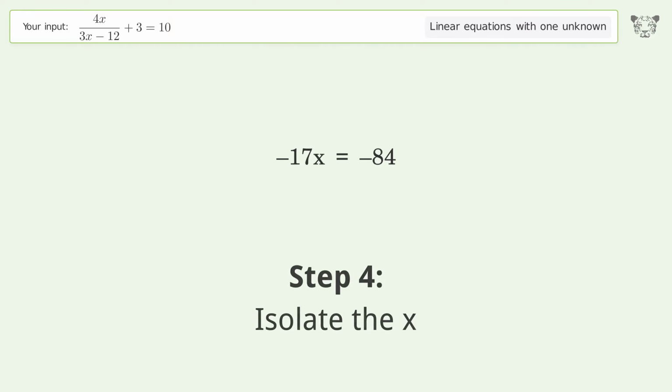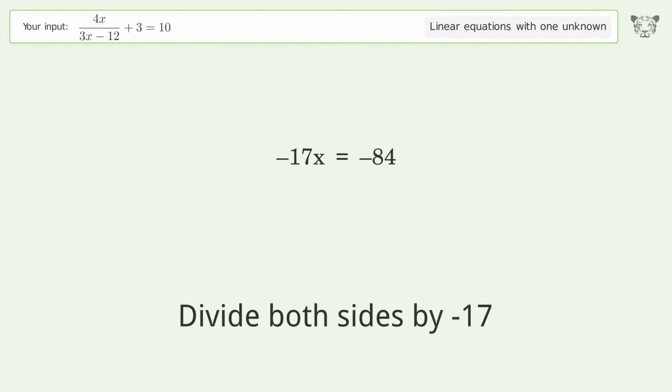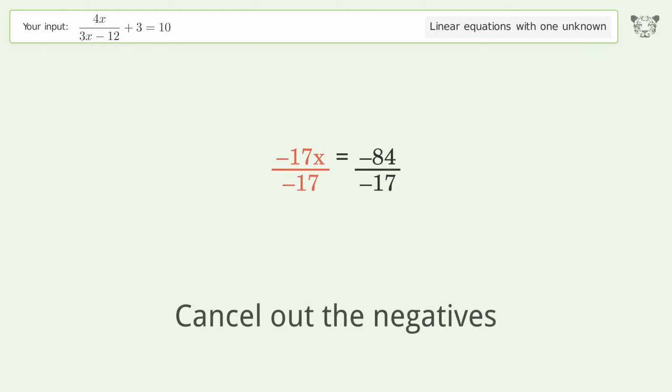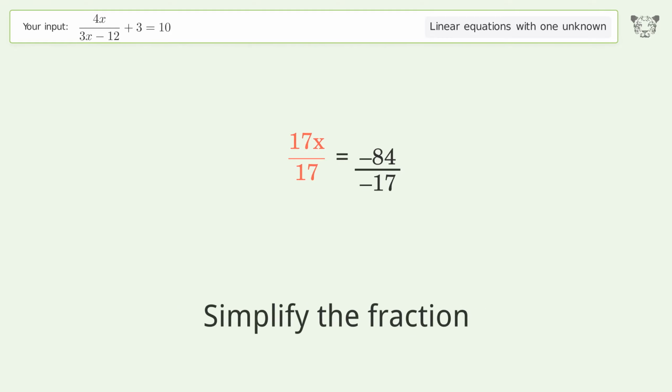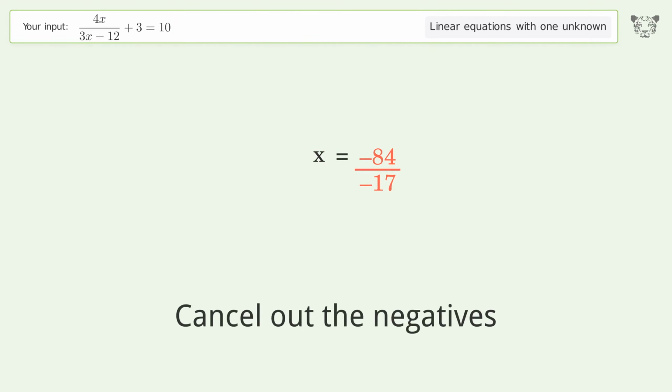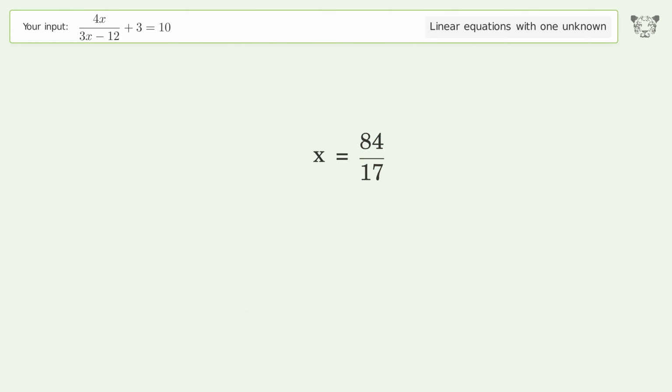Isolate the x. Divide both sides by -17. Cancel out the negatives. Simplify the fraction. Cancel out the negatives. And so the final result is x equals 84/17.